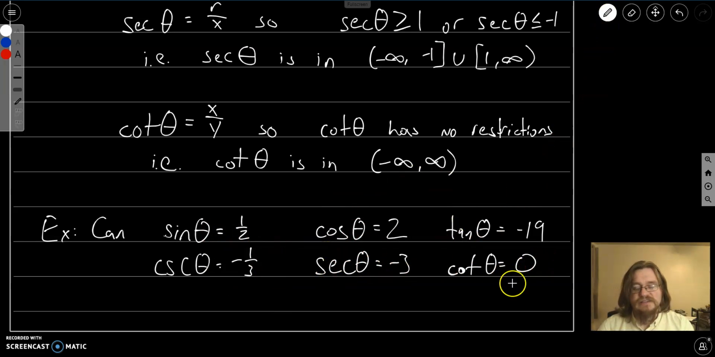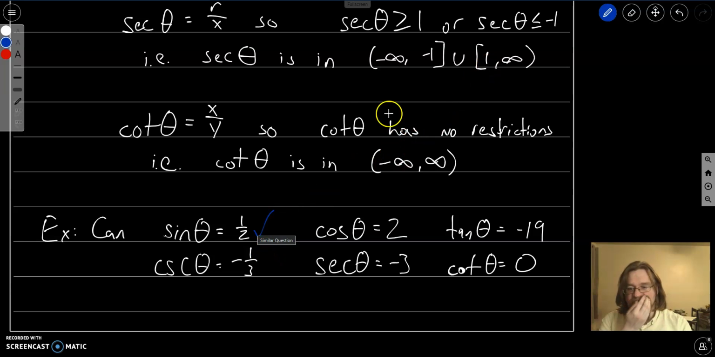So let's take a quick peek at some potential trig functions, and let's see if they're real or possible or not. So could it be the case that sine of theta is equal to 1/2? Well, sine of theta is going to be y over r. R needs to be bigger than y. Sure, this seems possible. Y could be 1 and r could be 2. That is certainly possible. So I'll give this a blue tick.